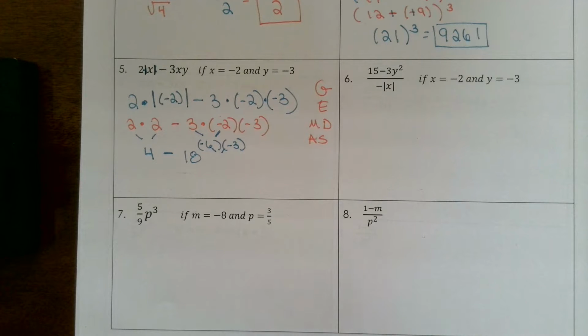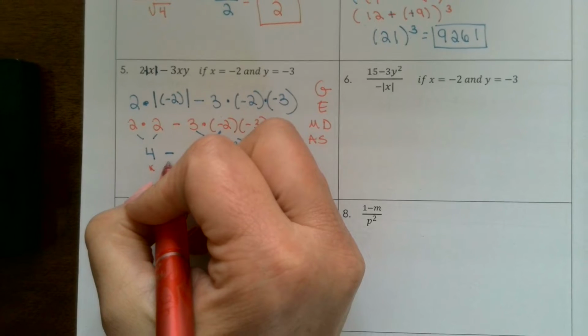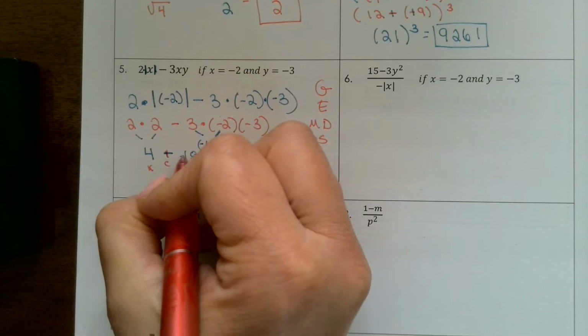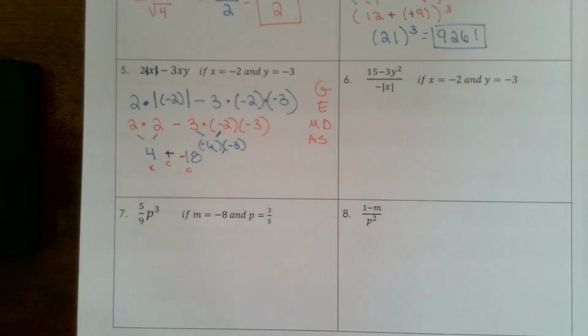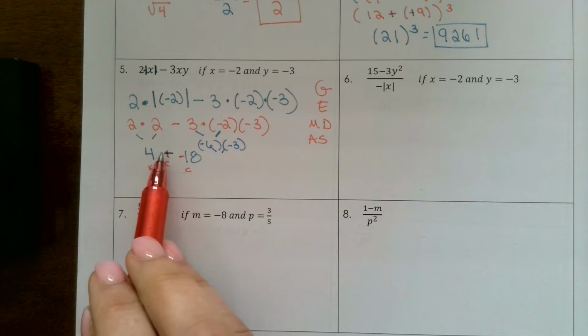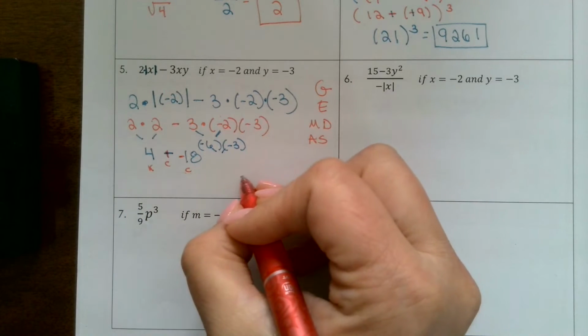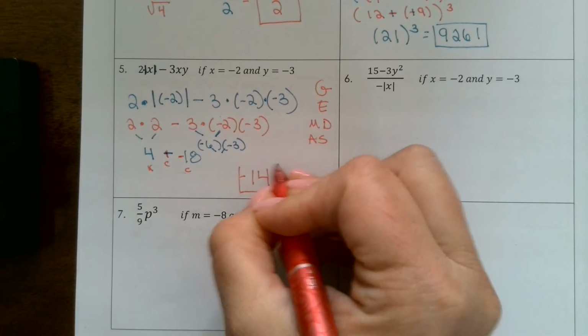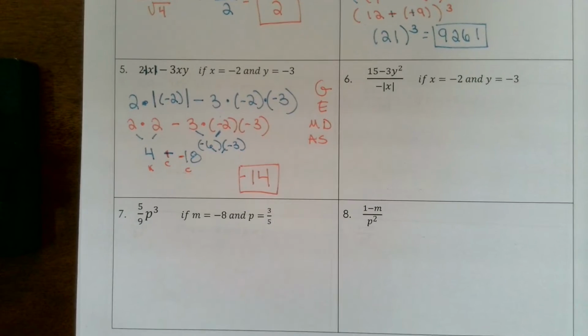I can put that right in my calculator, but if you want to do it in your head, I can keep, change, change: addition, negative, add the opposite, however you want to think about it. What is 4 plus -18? Well, it is -14. Alrighty.